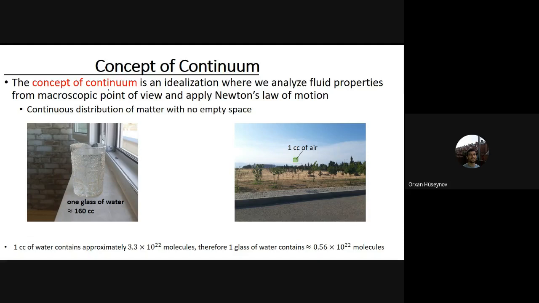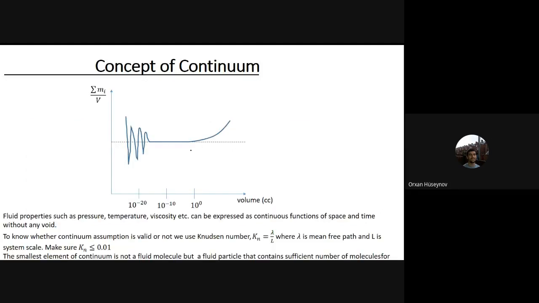And then comes the definition of the concept of the continuum. It says that when we consider fluid properties from the macroscopic point of view, we say that the matter doesn't have any empty space. Now comes the other example from the concept of the continuum, to show why it is true and why it gives exact results. Firstly, we will say that you have a glass of water. So this one is the glass, and inside that glass, you have water.